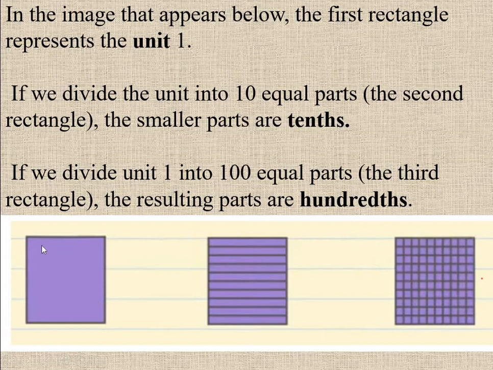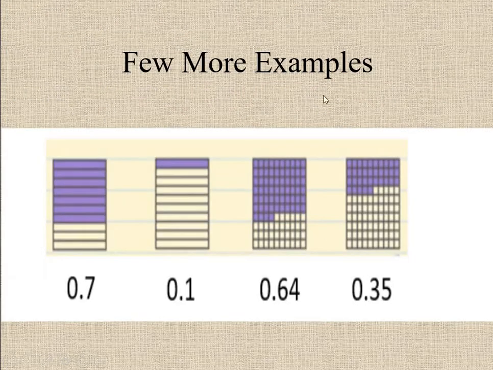Now suppose we take one rectangle and this rectangle represents unit 1. But if we divide this unit into 10 equal parts, the second rectangle, then these smaller parts are known as the tenths. And if we divide the same rectangle into 100 smaller equal parts, then the resulting parts are known as hundredths. These are few more examples of the decimals.